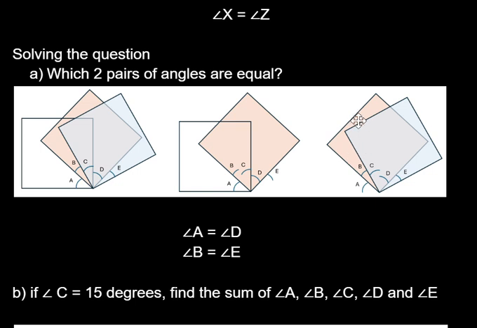Similarly, if I remove the white square, I have only the blue and the brown square. Straight away you can see that angle B is equal to angle D. So these are the answers for part A.